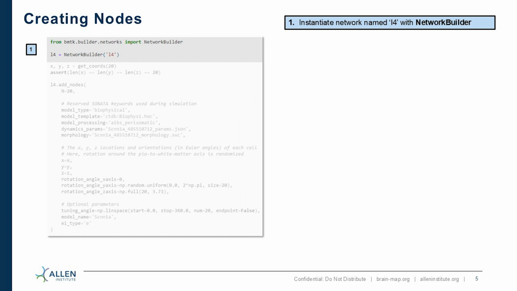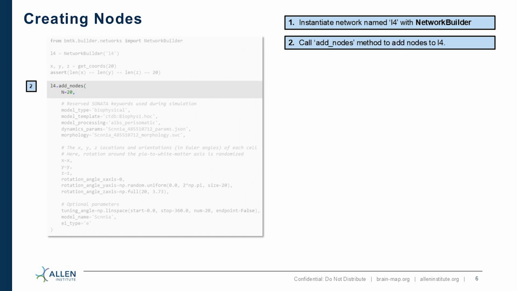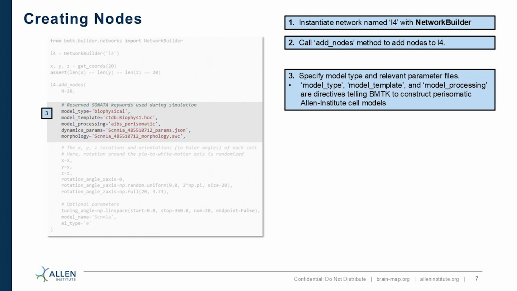Okay, so the first step is we're instantiating an L4 network, layer 4, using Network Builder. We're calling the add nodes method of our L4 network to create our first set of cells, and these are going to be the 20 excitatory cells constructed from this first cell model downloaded from the cell types database. So our n is equal to 20 here.